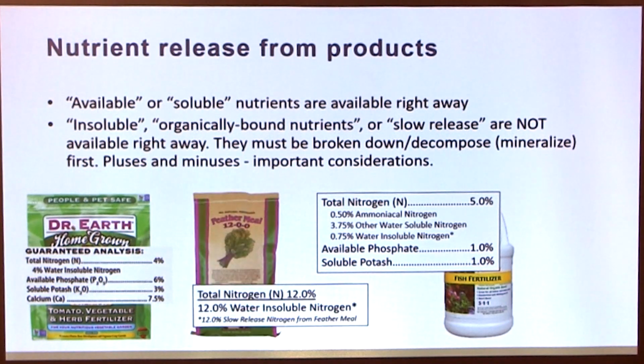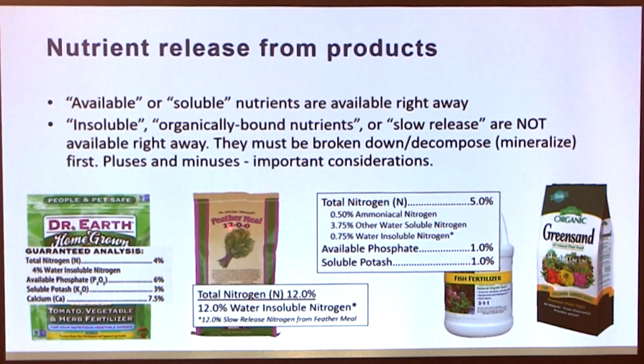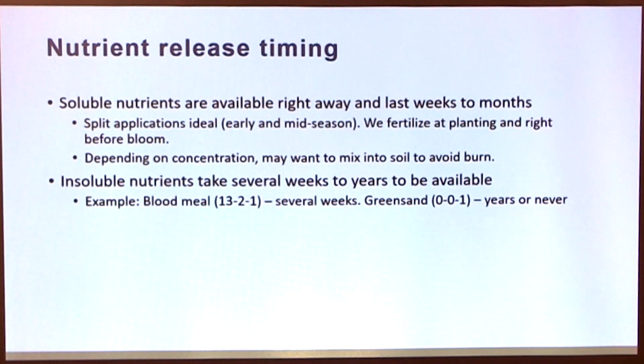So I want to put a few more examples. For example, feather meal, 12-0-0. I also like this one, but it's 12% water-insoluble nitrogen. That means that none of that nitrogen is immediately available. It has to break down first for the plants to get it. So if I were thinking about my fertilizer options as an organic grower, I would put this down, but I would count on it later in the season. I need something that's available right away for the plants to get started. So that's the point I wanted to make there.